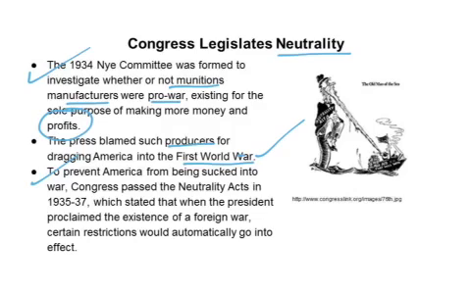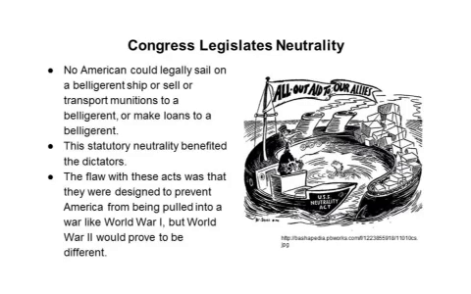To prevent America from being sucked into war, Congress passed the Neutrality Acts in 1935 and again in 1937, which stated that when a president proclaimed the existence of a foreign war, certain restrictions would automatically go into effect to prevent America's involvement. Some of those restrictions were that no American could legally sail on a belligerent ship, or sell or transport munitions to a belligerent, or make loans to a belligerent nation.